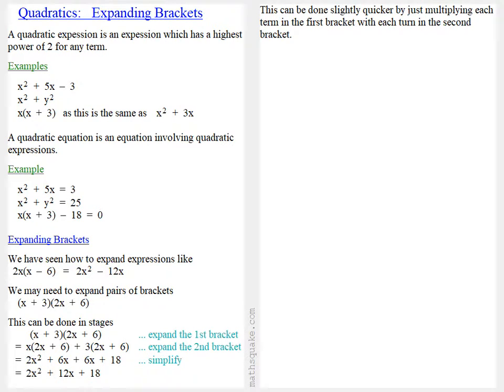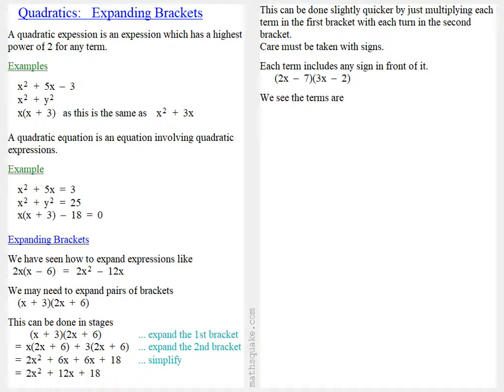Now, this can be done slightly quicker by just multiplying each term in the first bracket with each term in the second bracket, although care must be taken with signs. Each term includes any sign in front of it. So the expression 2x minus 7 into 3x minus 2 has, in the first bracket, the terms 2x and minus 7, and the second bracket has terms 3x and minus 2.